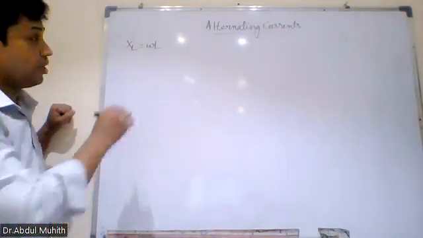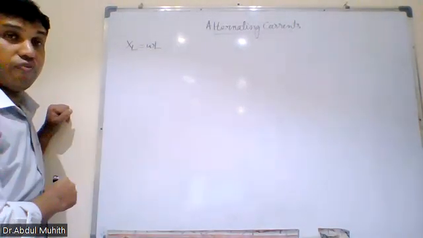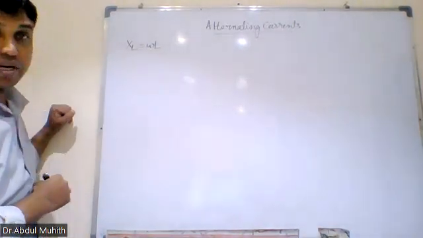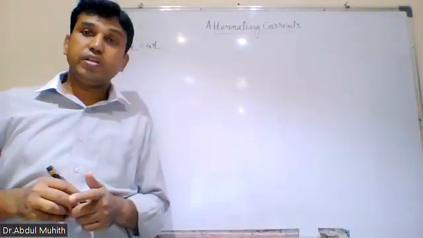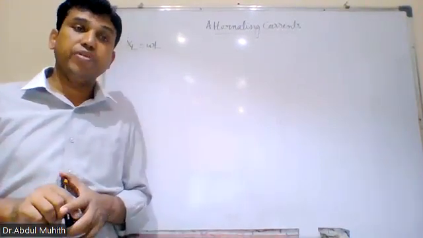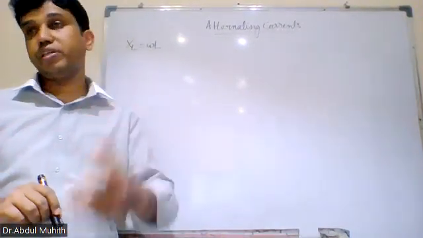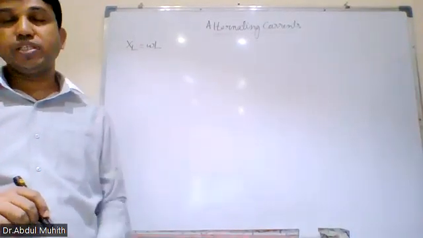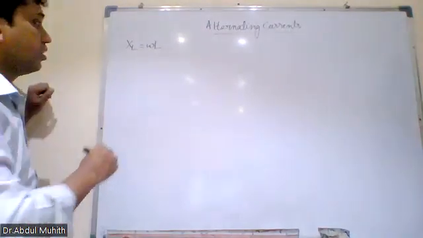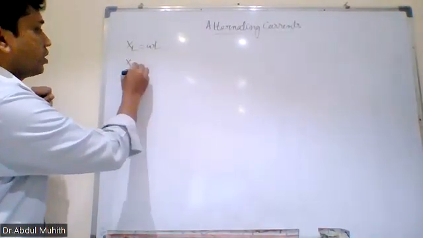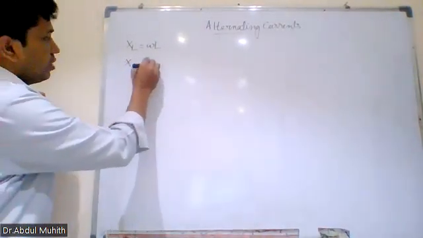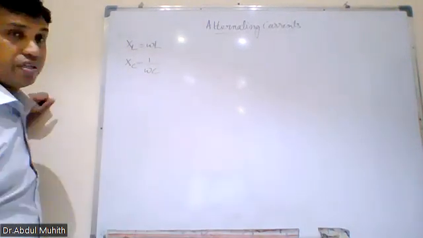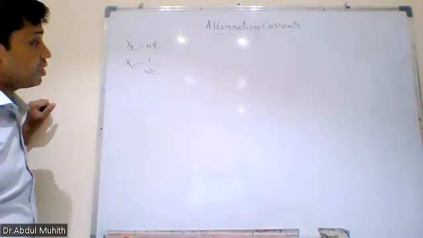Okay. Now what about the capacitor? Who leads and who lags? Current leads voltage. Very good. Current leads voltage by 90 degrees. XL is inductive reactance. And here XC is what? Capacitive reactance. XC is equal to 1 by omega C. Is that clear?